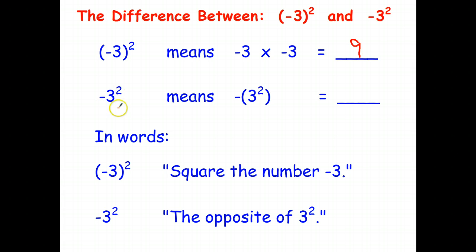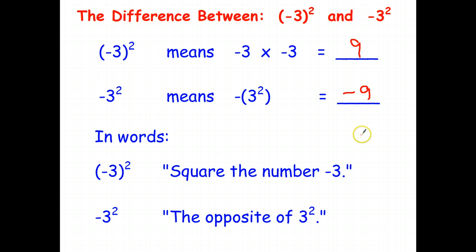This one looks the same, but according to the order of operations, that really means the opposite of 3 squared. In other words, we square before we change the sign or take the opposite of something. So that means the negative of, in brackets, 3 squared. Well, 3 squared is 9. So that actually simplifies to -9.